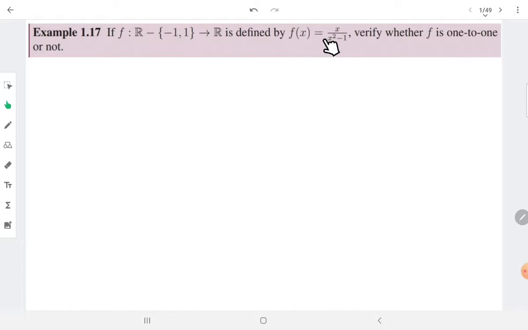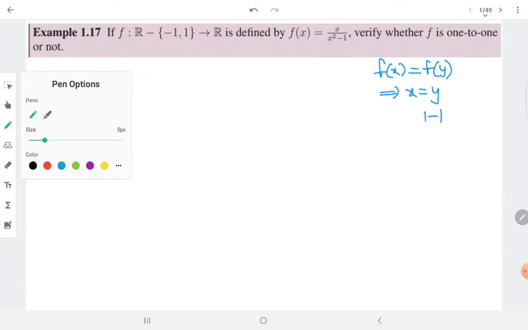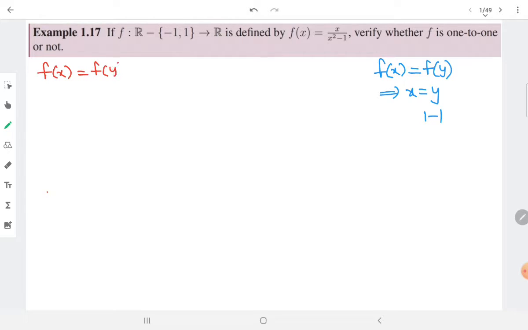Now, we have to verify whether this function is 1 to 1 or not. We all know that to find out whether a function is 1 to 1, we consider f(x) = f(y), and if we get x = y, then we say the function is 1 to 1. So let's consider f(x) = f(y). Here f(x) is x/(x² − 1), which is equal to y/(y² − 1).